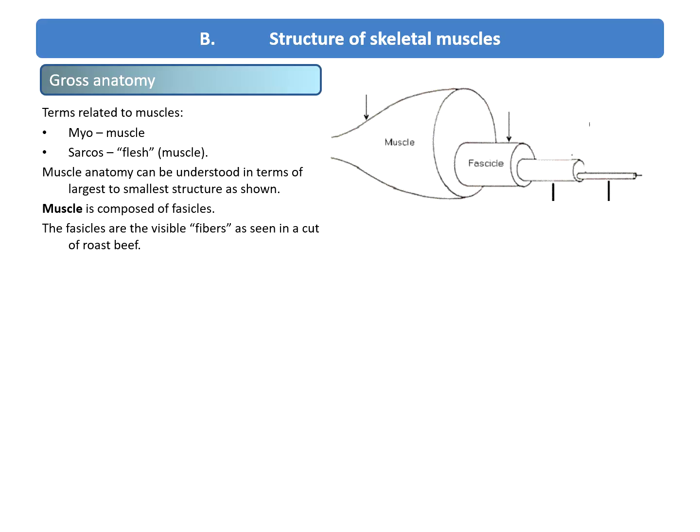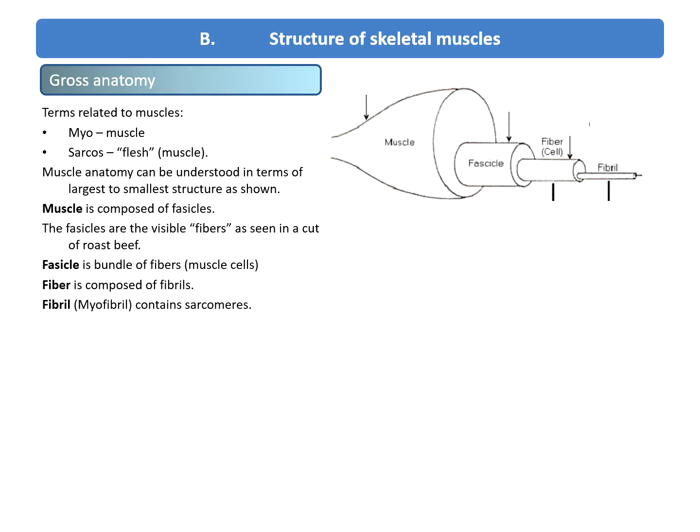It's divided into visible threads called fascicles. Now, these are the fibers that you think of when you see a cut of roast beef or white meat of chicken. Fascicles are bundles of fibers. The fibers are the individual cells, and the fibers are composed of fibrils. A fibril, properly called a myofibril, contains the sarcomeres, but we'll get to this in a moment. The sarcomere is composed of filaments. Filaments, also called myofilaments, are bundles of protein.